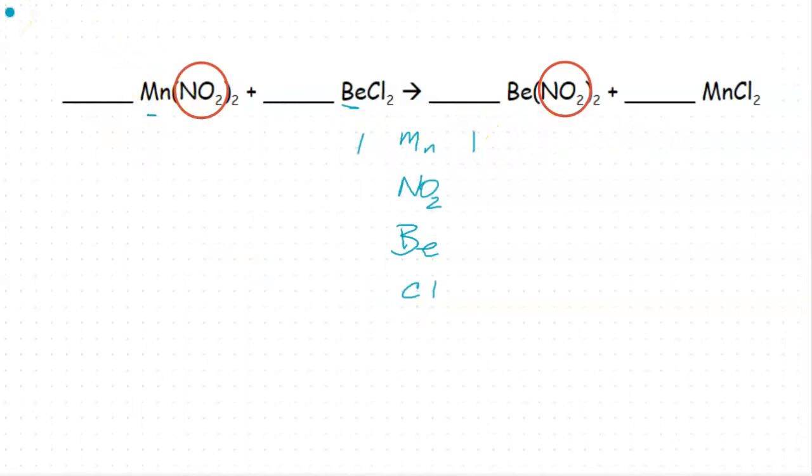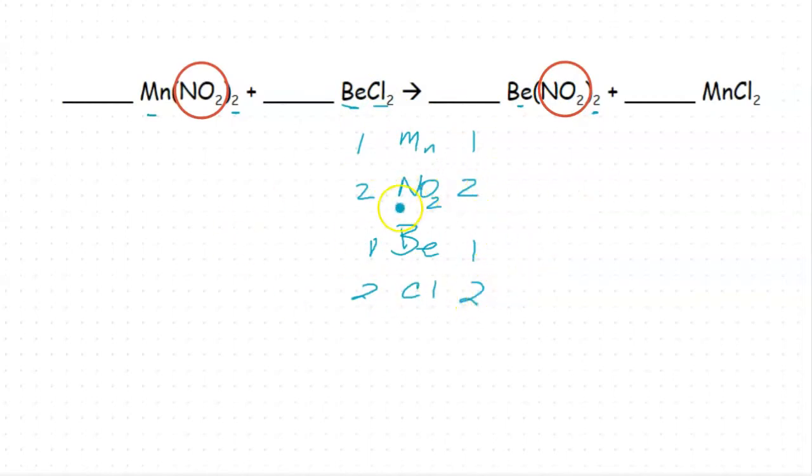I have two nitrites on the left-hand side. I also have two nitrites on the right-hand side. That subscript tells me I've got two of what's in the parentheses. So when you see that two outside parentheses, that means there are two of them. I have a single beryllium on the left, and I have a single beryllium on the right here. And then there's two chlorine on the left, and there's two chlorine on the right.